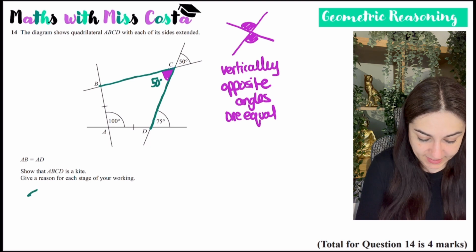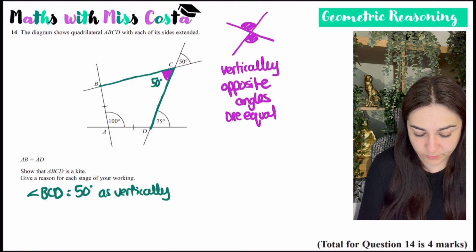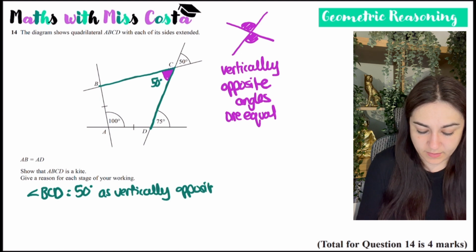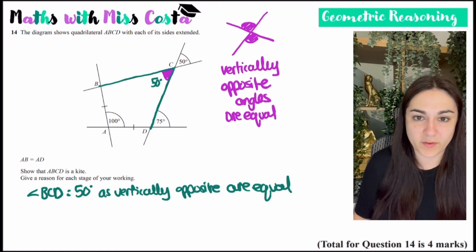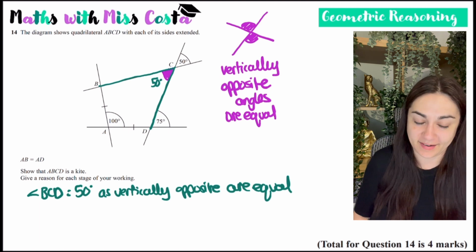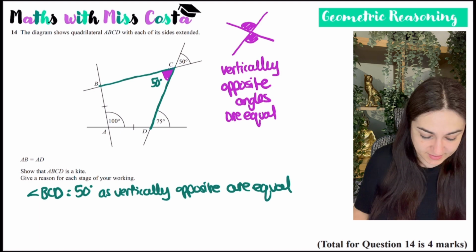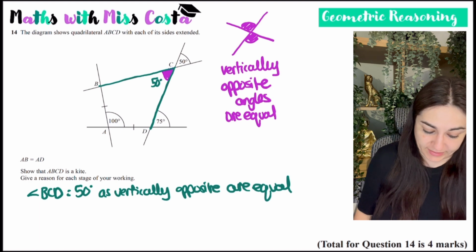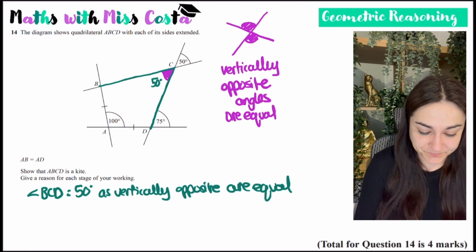So first thing you could say is angle BCD is 50 degrees as vertically opposite angles are equal. And with angle reasoning, more than anything else, you absolutely need to state every single reason that you use. As it says, give a reason for each stage of your working. If you don't, you're just not going to get the marks.